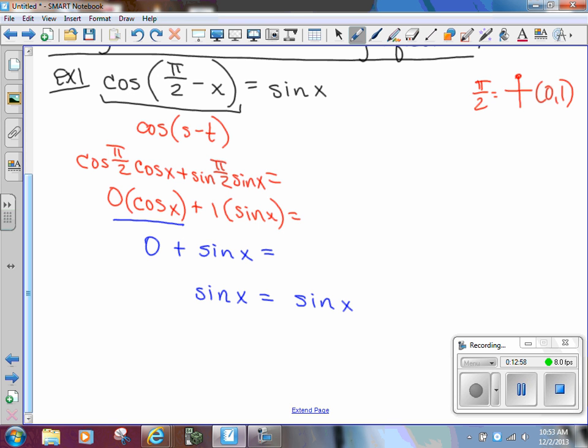Does this feel familiar? This is like verifying trig identities with a twist, isn't it? Are you going to be able to do this? Yeah? Just a little bit. Can we do another one? Okay.